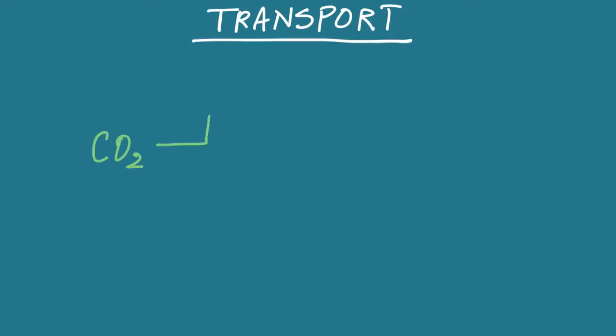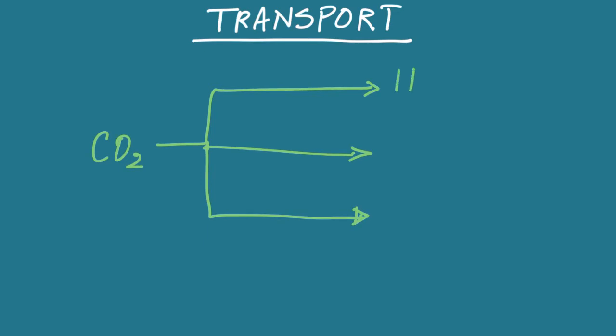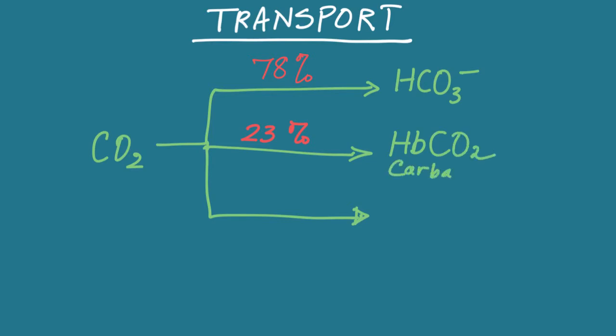Now for the transport of carbon dioxide. Carbon dioxide, which originates in the body cells, travels in three different ways. 70% of carbon dioxide travels in the form of bicarbonate ions. 23% of carbon dioxide is picked up by hemoglobin and travels in the form of carbaminohemoglobin. The remaining 7% of carbon dioxide is dissolved in plasma and travels as a dissolved gas.